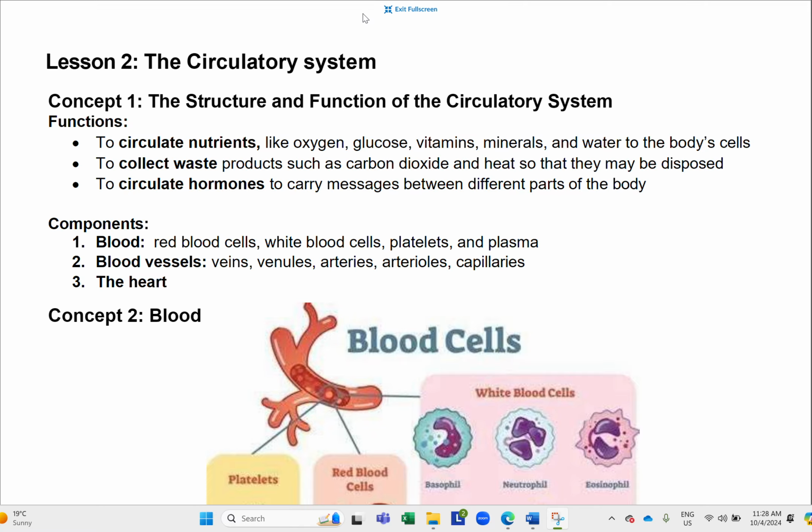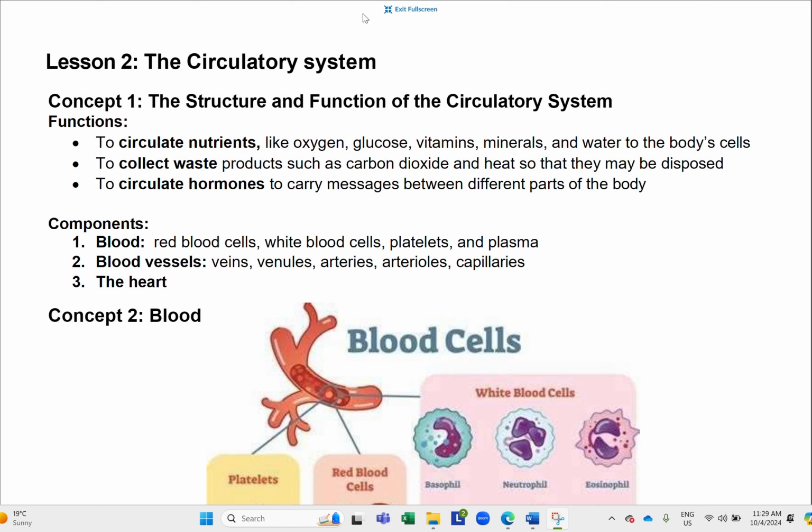And then we have the components. So your circulatory system is made up of blood. You have red blood cells, you have white blood cells, you have platelets and you have plasma. So those are the four parts of the blood. We're going to talk about blood shortly, and we're going to talk about what each of those parts do and how they relate to each other, etc., etc.